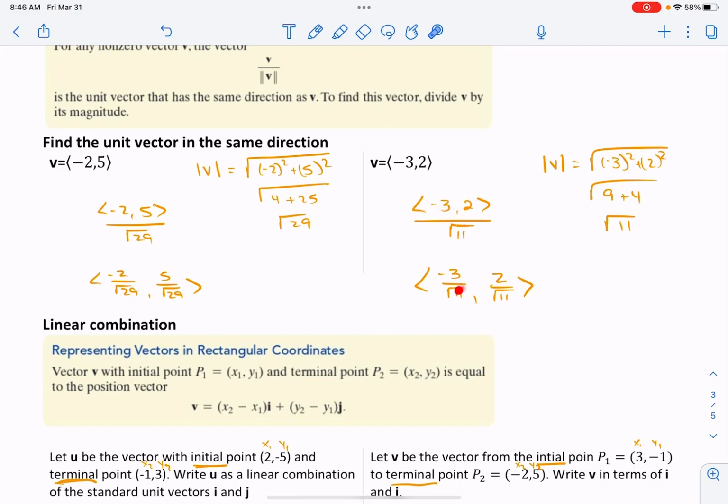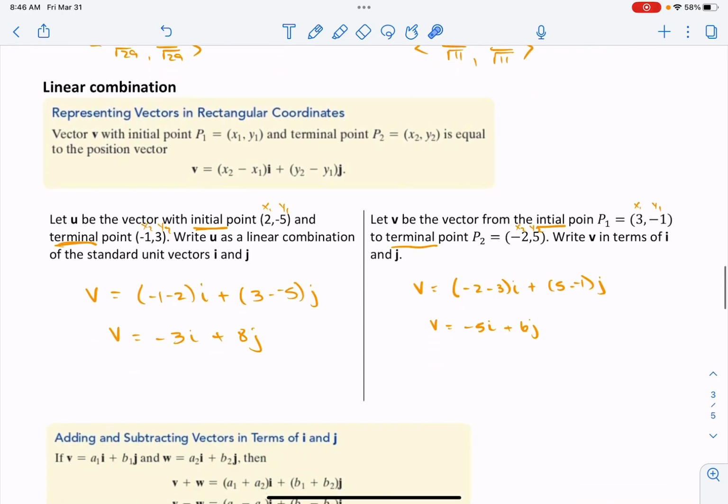So negative 3 over square root of 11, 2 over square root of 11. Let's look at the next one, linear combination. So what we did was component form. This is a different form to write it. And this linear combination is called in rectangular coordinates.